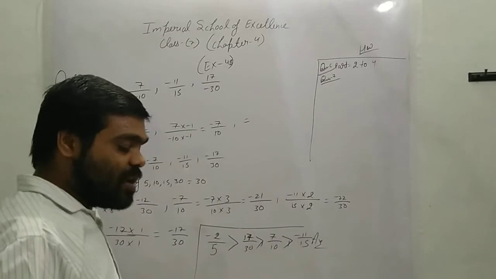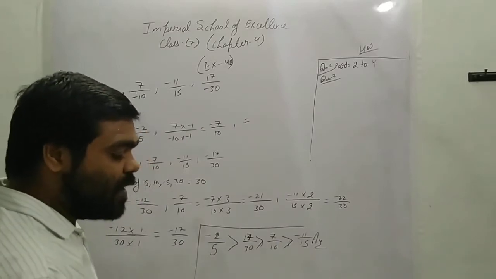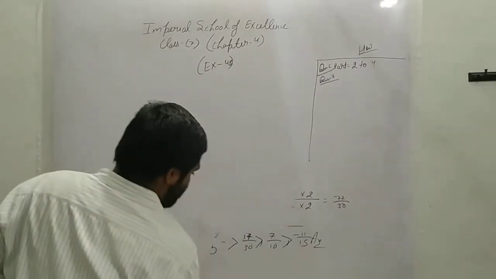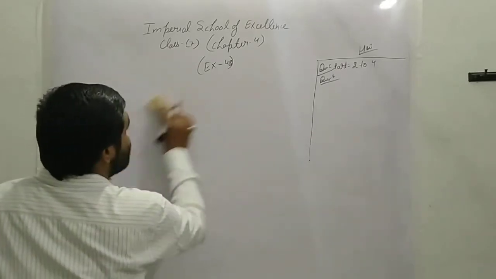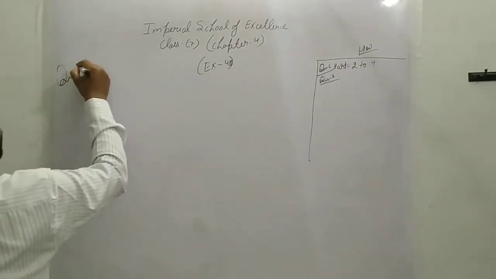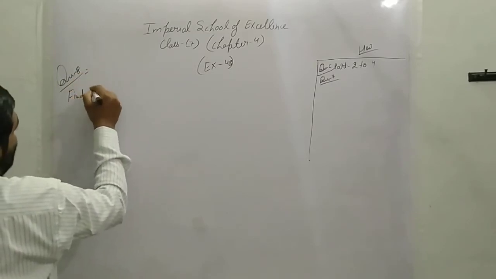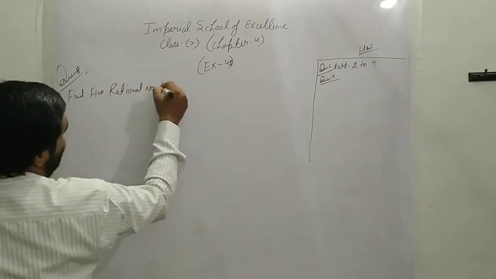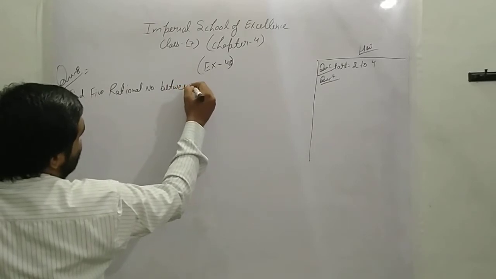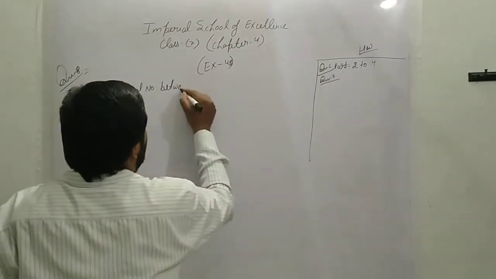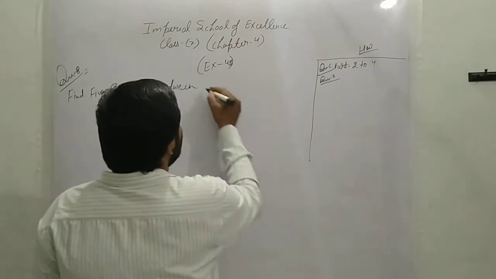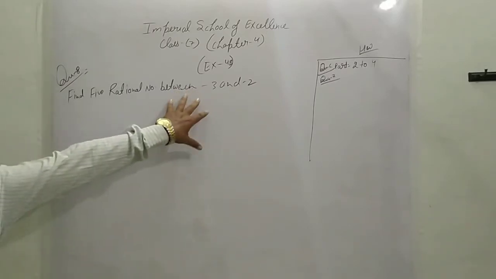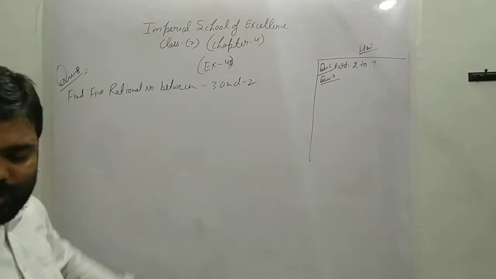Now the next question is question number 8. Find 5 rational numbers between minus 3 and minus 2. You have to find 5 rational numbers in this question that lie between minus 3 and minus 2.